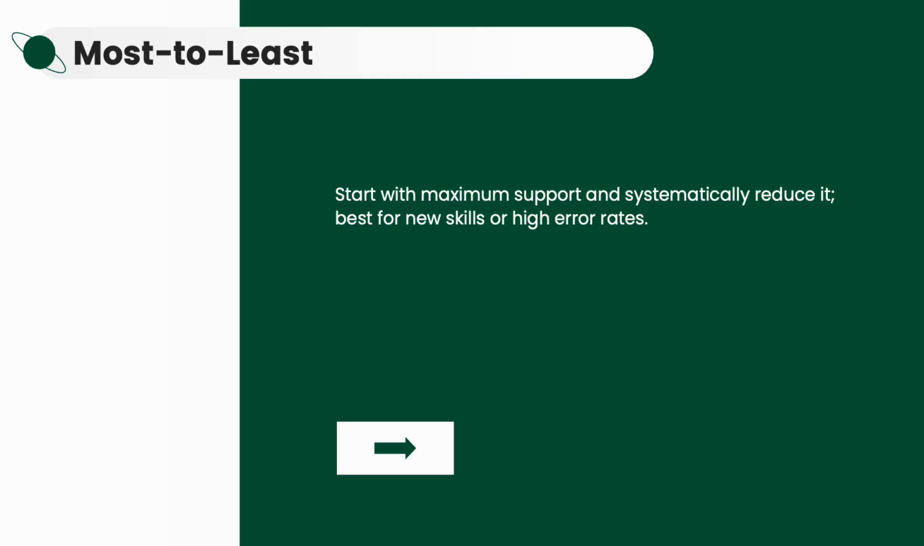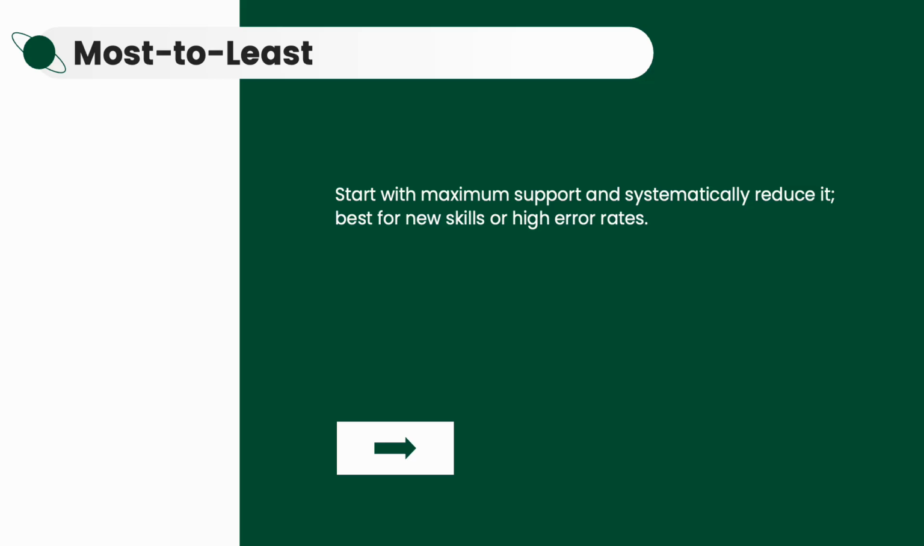Now that we understand types of prompts, let's talk about how we actually use them in a structured way, which is where prompt hierarchies come in. We're going to start with most to least prompting. Most to least means you begin with the highest level of support and then gradually reduce that support over time. So we're starting with a level of prompting that guarantees success and then fading from there.